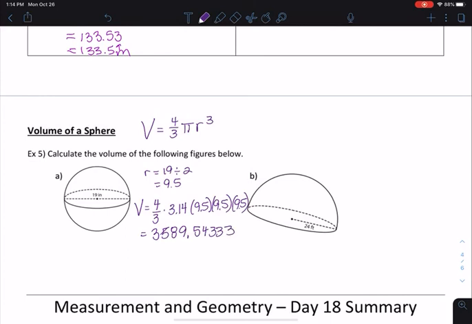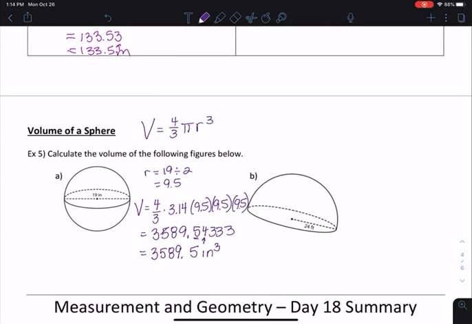3,589.54333. Rounding that to one decimal place, the 4 is less than 5, so the 5 here is going to stay, so 3,589.5, and this is 3-dimensional, so it's inches cubed.